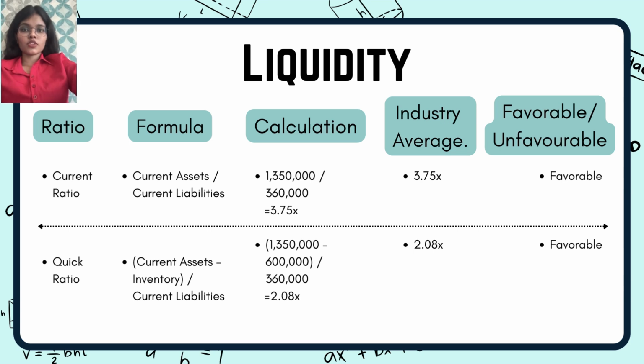For the quick ratio, the formula is current asset minus inventory divided by current liability, with the current asset of 1,350,000, inventory of 600,000, and current liability of 360,000. The quick ratio is 1,350,000 minus 600,000 divided by 360,000, giving 2.08. This is slightly above the industry average of 2 times. This is favorable, showing that KEC can cover its immediate obligations even without depending on the inventory.